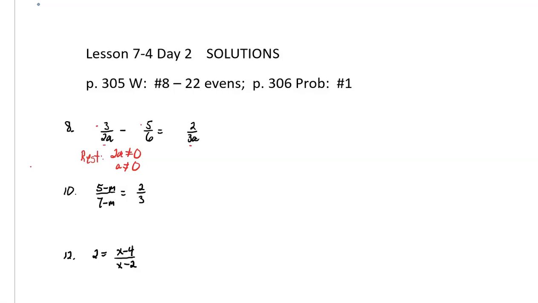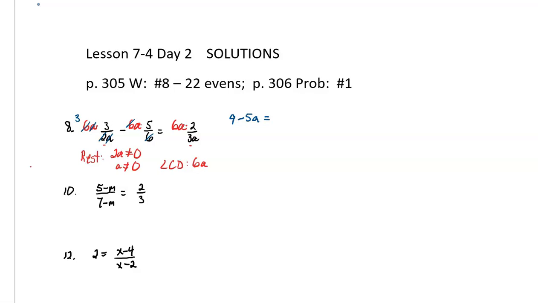Now, because it's not a proportion, there's two ratios on the left side, I'm going to use the technique about multiplying all terms by the least common denominator, which is 6a. Multiply here by 6a, here by 6a, and here by 6a. 6 divided by 2 makes 3. A divided by a cancels out. 3 times 3 is 9. In the middle, 6 divided by 6 cancels out. We're left with a minus, an a, and a 5. That's negative 5a.